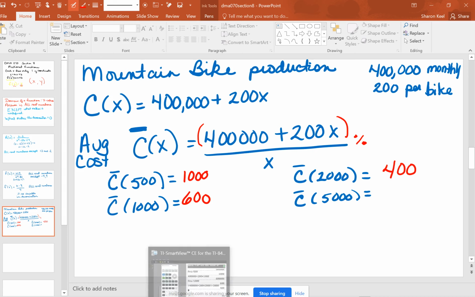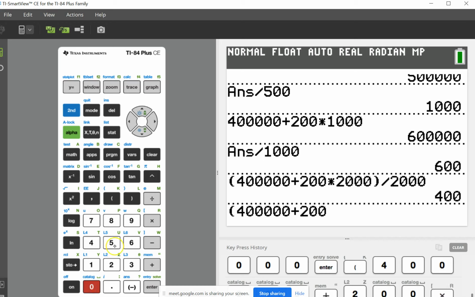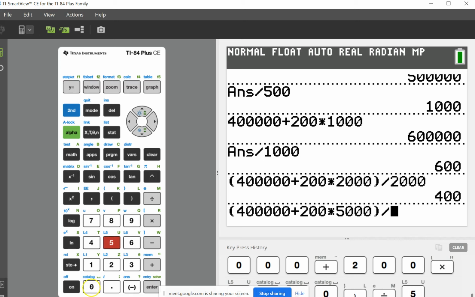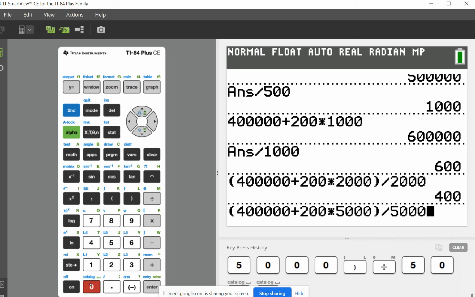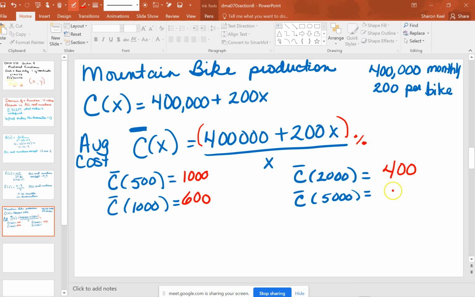And then I'm now going to do 5,000 bikes. And I'll use the parenthesis again for this one. So you can see there's two ways that you could key this in. So 400,000 plus 200 times 5,000, close your parenthesis, divided by 5,000. Oops, too many zeros. And that gives us a cost of $280 per bike.